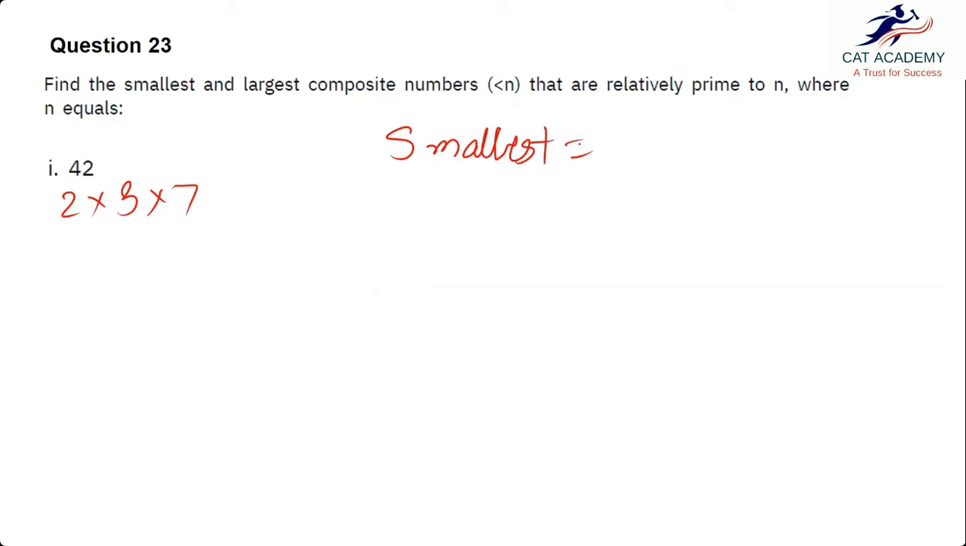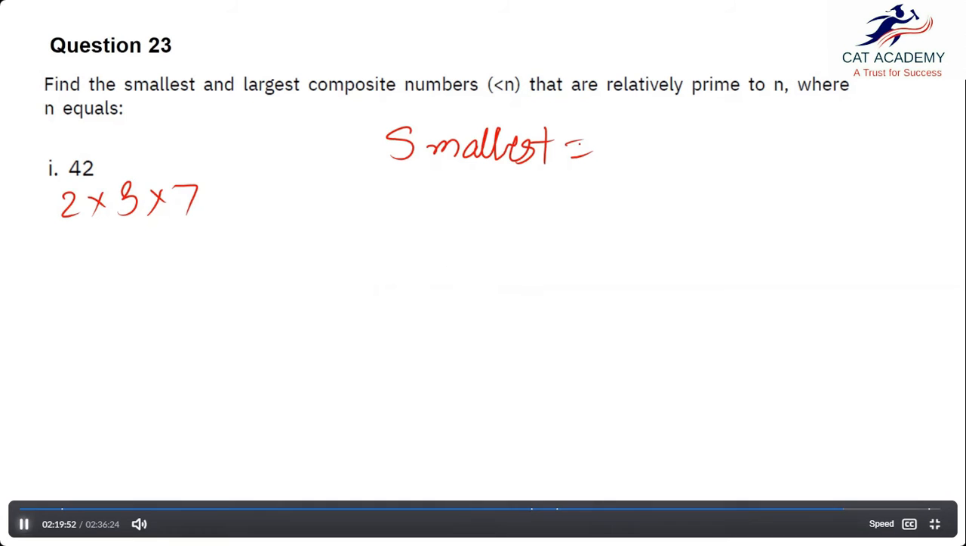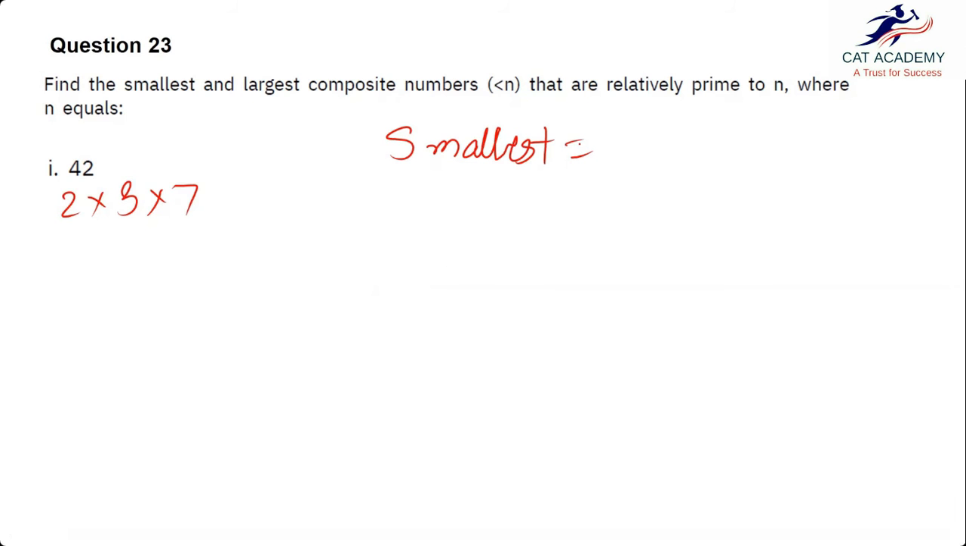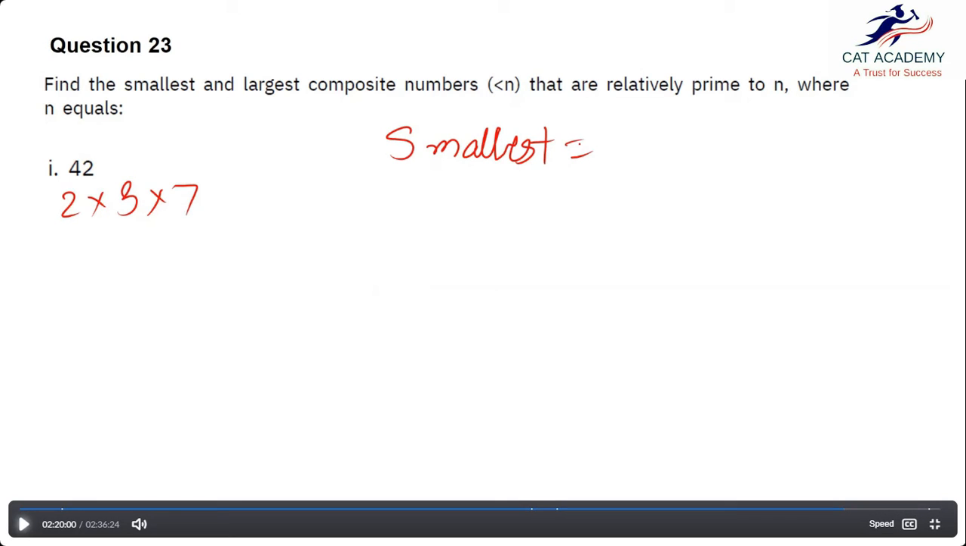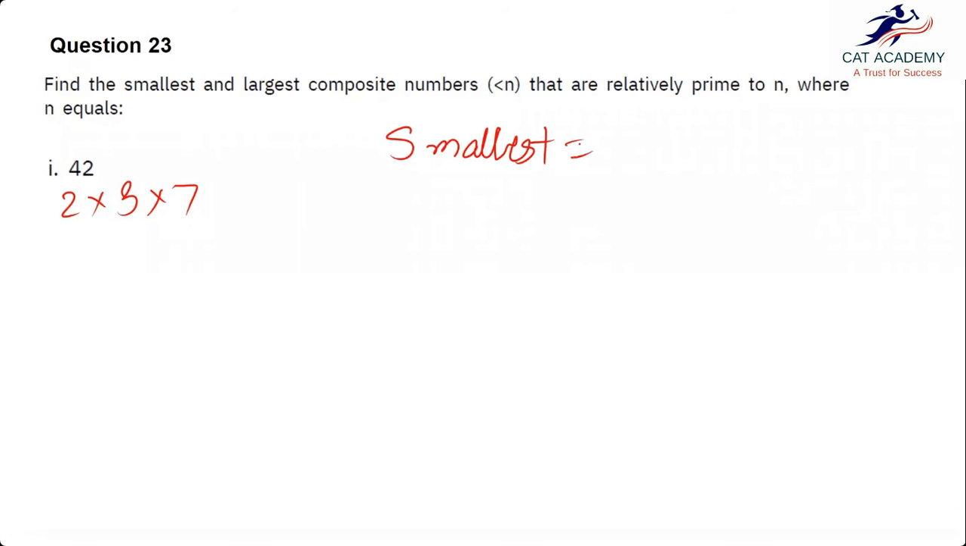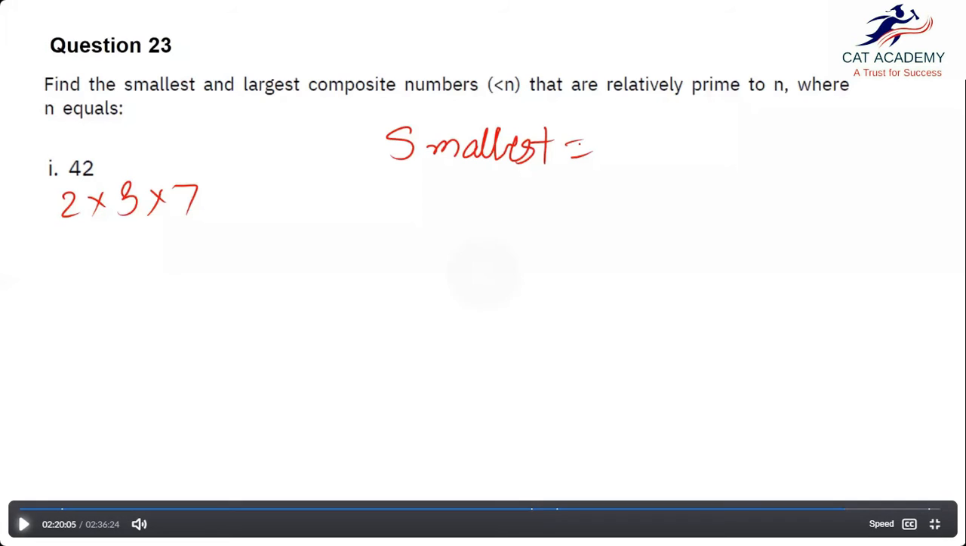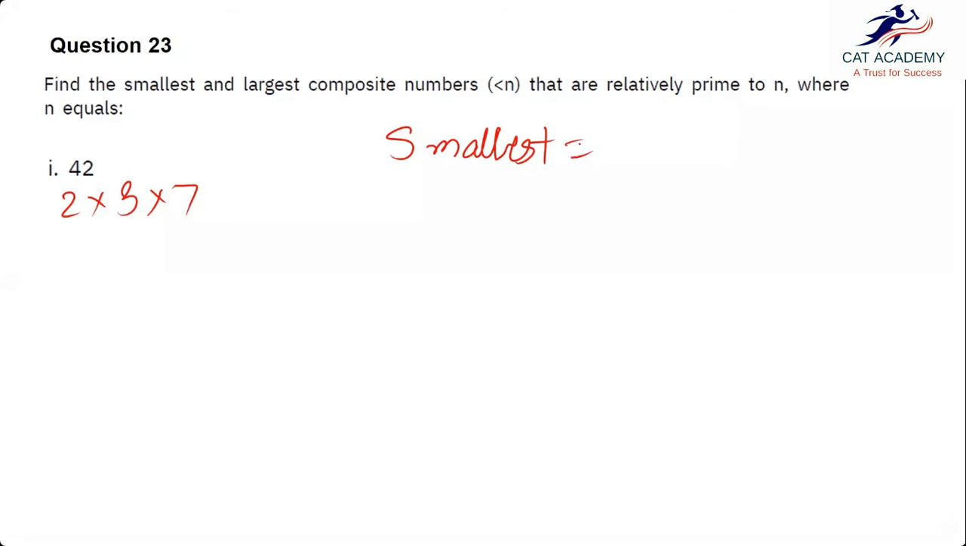If I cannot have a factor 2, 3, 7, then what is something that I can have? No. How can I have 4? 4 contains a 2. How can I have 6? 6 contains a 2. 11, okay. But anything less than 11, is it possible? 5, yes. 5 is not there in 42, so I can have a 5 over there.